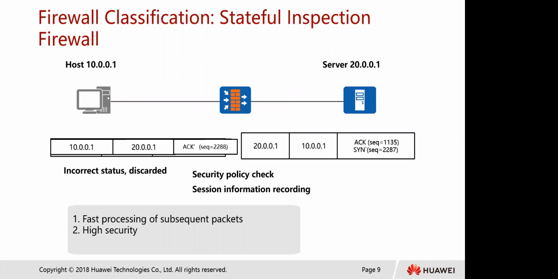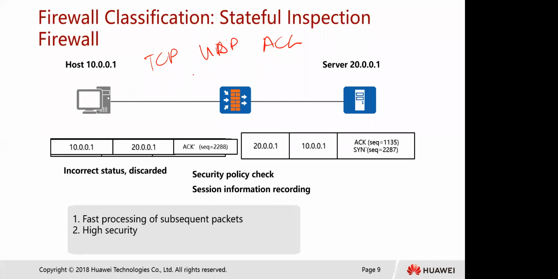So like I was telling you before, a stateful inspection firewall uses various session tables to trace activated TCP sessions, and so do UDP sessions. So the access control list determines the sessions to be established. A data packet is forwarded only when it is associated with a session.